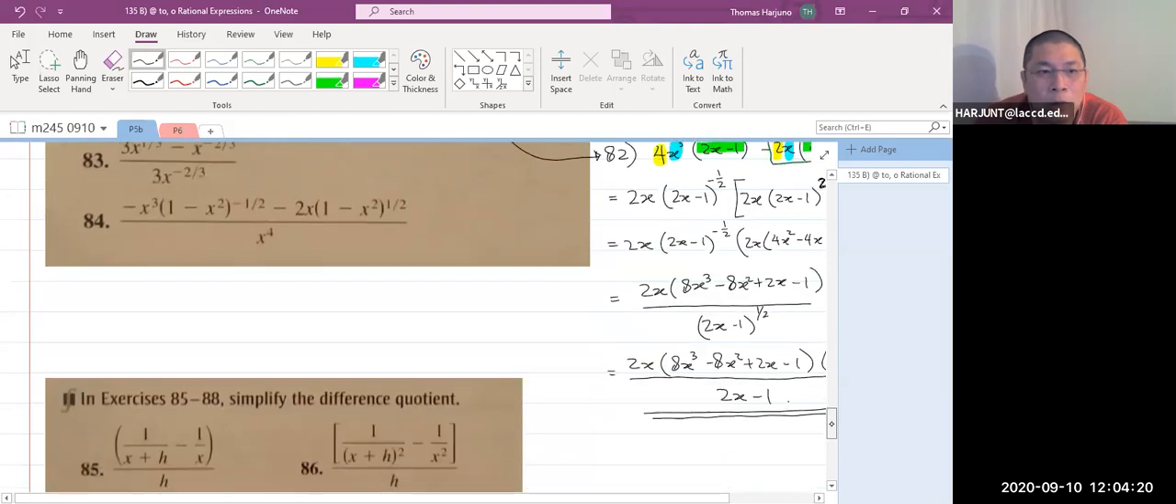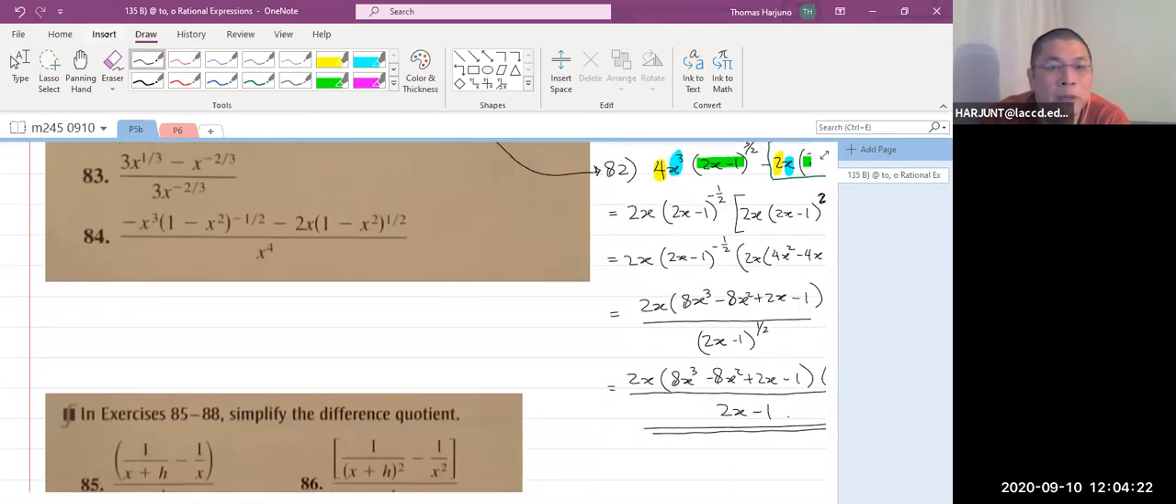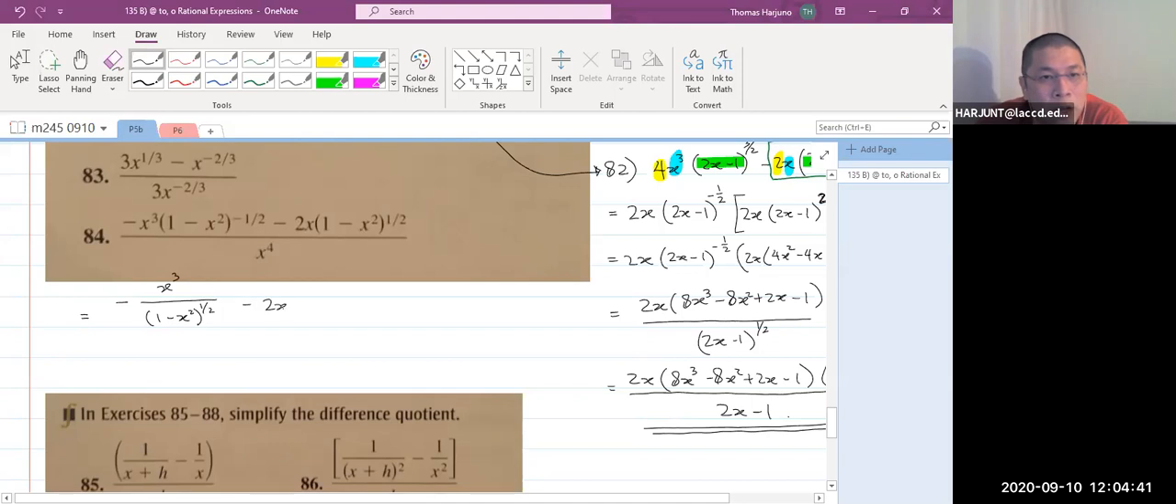Now, let me go on further. Number 84, a bit more. Number 84, I will not do it in full, but I will give you this idea. On the numerator, we have negative of x cubed over 1 minus x squared to the power of 1/2 minus 2x times 1 minus x squared to the power of 1/2, big over, so I kind of write it as a complex fraction.